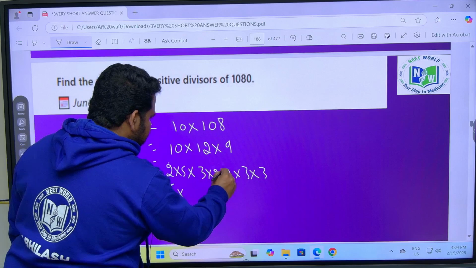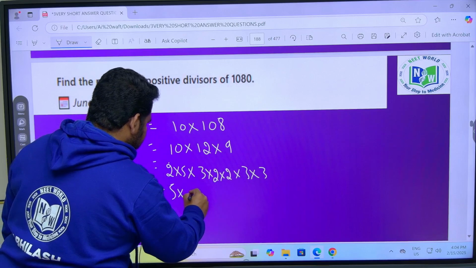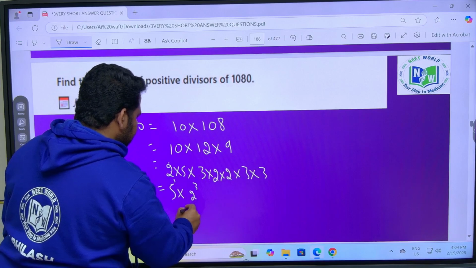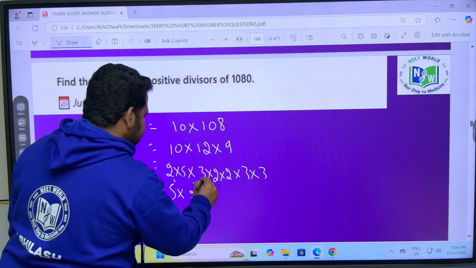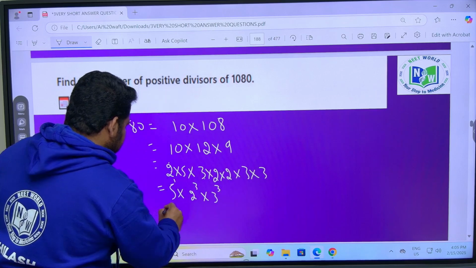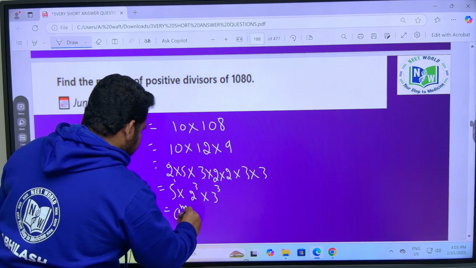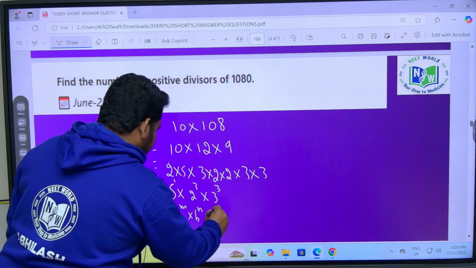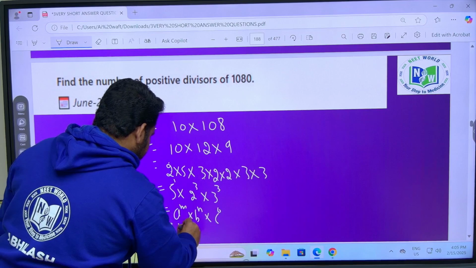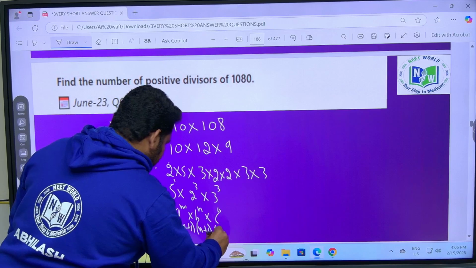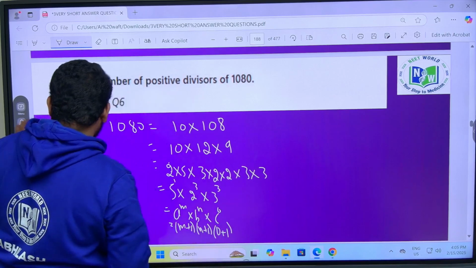So we got 5 into, how many 2s? 1, 2, 3. So 2 to the power of 3, 5 to the power of 1. How many 3s are there? 1, 2, 3. 3 to the power of 3. So the number of factors of a to the power of m into b to the power of n into c to the power of o will be m plus 1 into n plus 1 into o plus 1. This is how we find it.